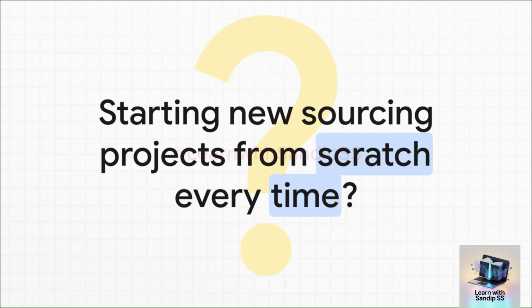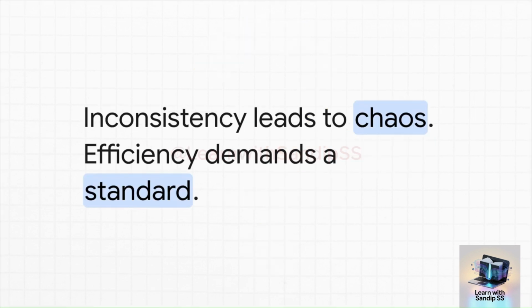A new sourcing project kicks off, and there you are, building it from the ground up all over again. Defining the same fields, mapping the same processes. It's a really common frustration, and honestly, it's a huge time waster. And that really gets to the heart of the problem, doesn't it? When everybody's creating projects in their own unique way, you end up with inconsistency. And that almost always leads to confusion and errors later on. For real efficiency, for things to be reliable, you've got to have a standard starting point for everyone.